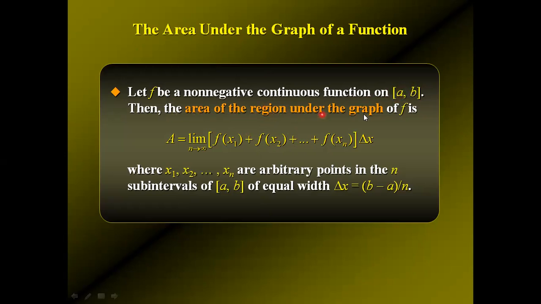Then the area of the region under the graph of f will be what? The total area A equals the limit as n tends to infinity of f of x1 plus f of x2 plus dot dot f of xn, into del x. If we divide the whole curve into del x parts, then this sum gives the total area, where x1, x2, dot dot xn are arbitrary points in the n subintervals of [a, b] of equal length. Del x equals b minus a divided by n. We can divide this interval into n parts.